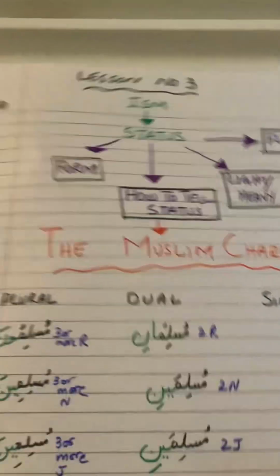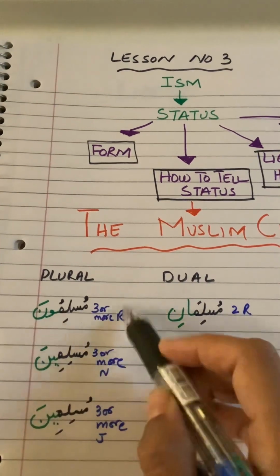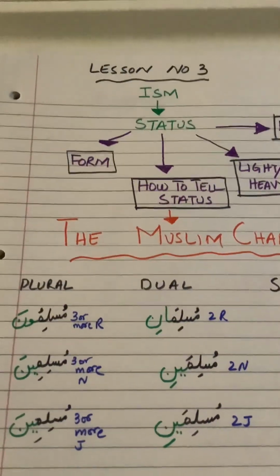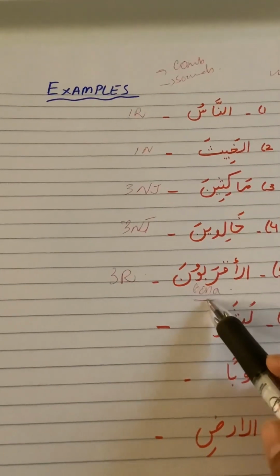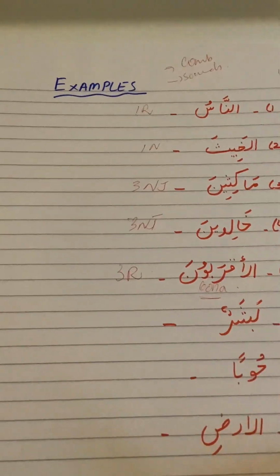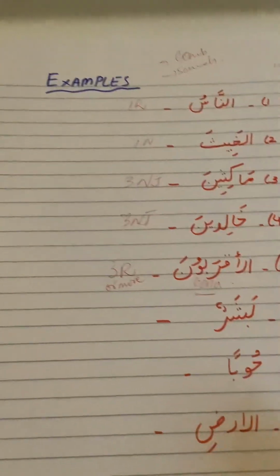You see that in the third column, Muslimuna, una sound. That means it's three or more rafa. So this word that I just said, al akrabuna, we hear the una sound. So that means it's three or more. That means a plural rafa.